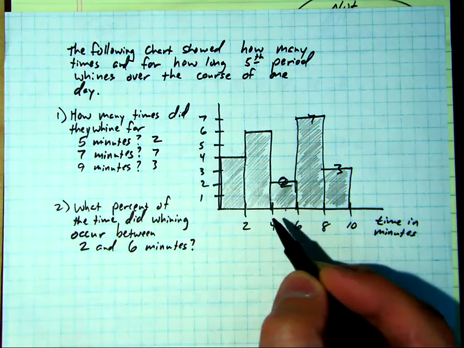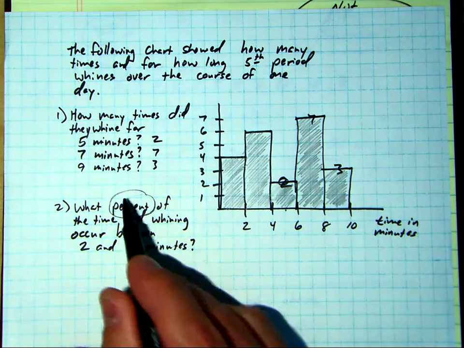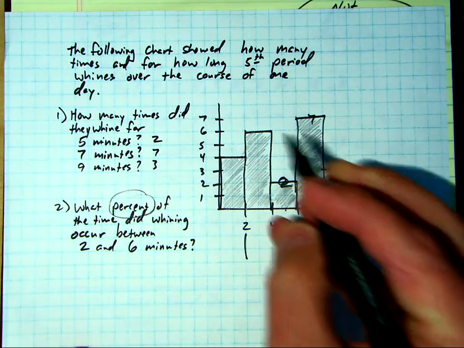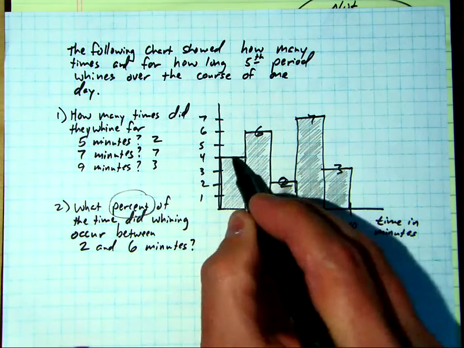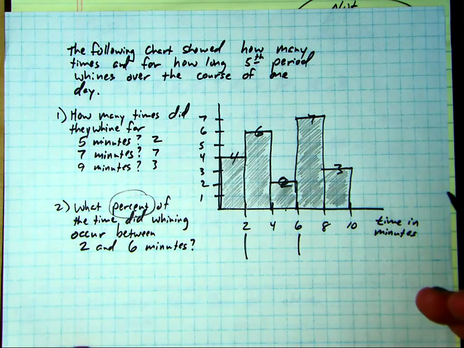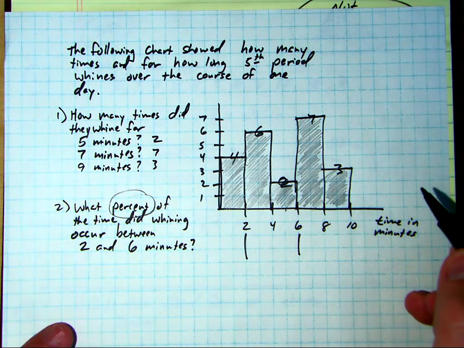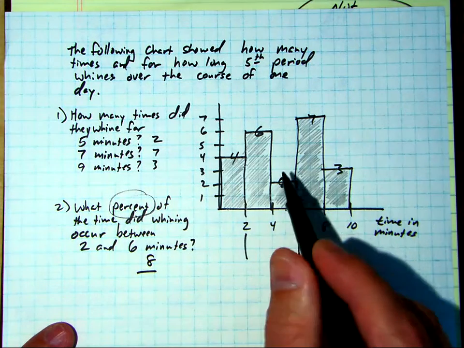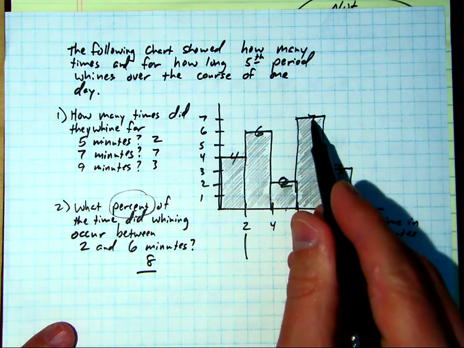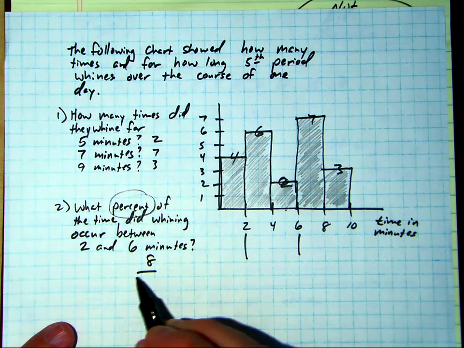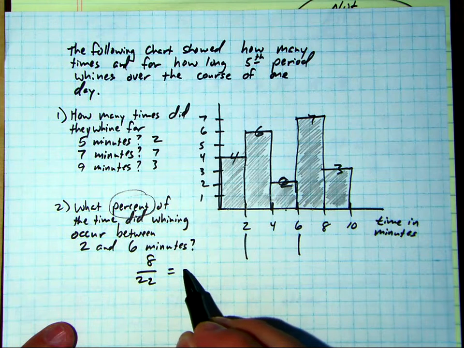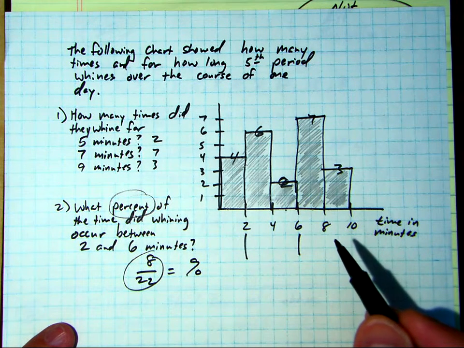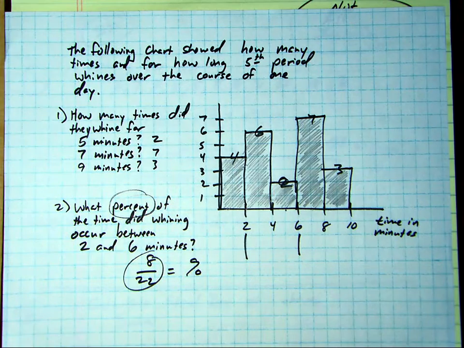But the real question, what percent of the time did the whining occur between 2 and 6 minutes? If that's a 6 and that's a 4, how do you find the percent of time they whine for that amount of time? Okay, so you add up 8, and what's the total whining? So I got 8, 12, 19, 22. Whatever that percent equals out to, make it a percent. Okay? That's how you interpret a histogram. Okay, that's it for that video.